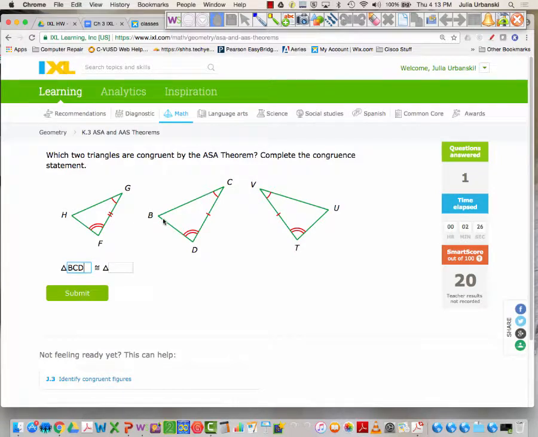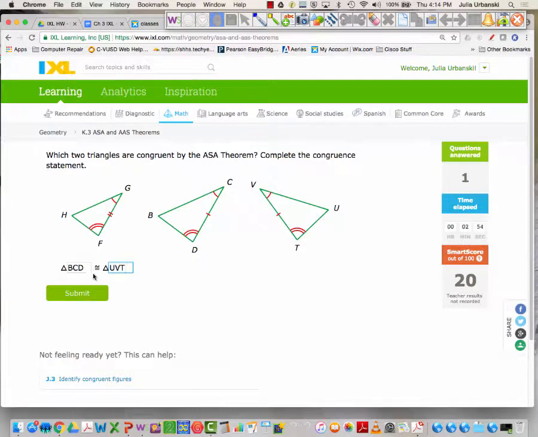B has no marks, and B went first. So I have to find another triangle that matches that. U has no marks. So B and U correspond together. The B matches with the U. B is first, U is first. Next, I put the C. When you look at the C, it has one mark, and that goes with the V that has one mark. So V goes next. And lastly is the D. The D has two marks, and it goes with the T that also has two marks.